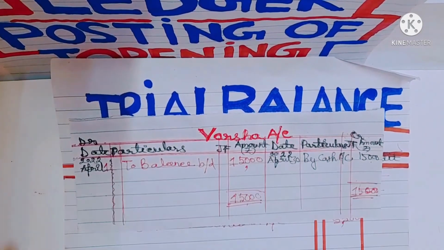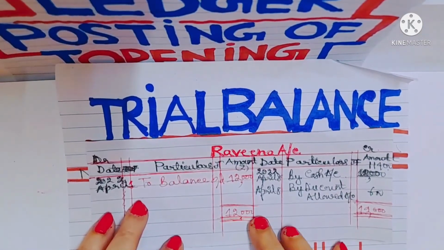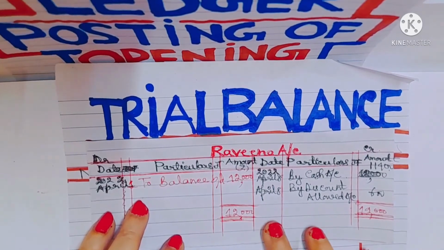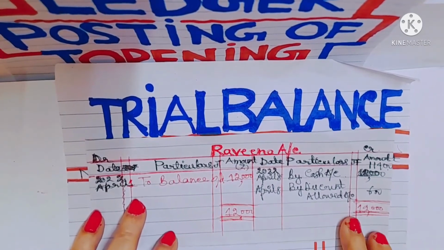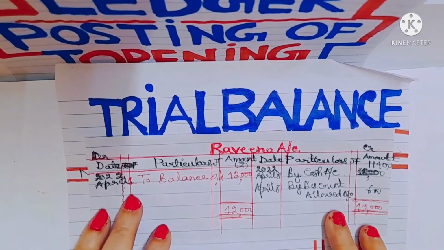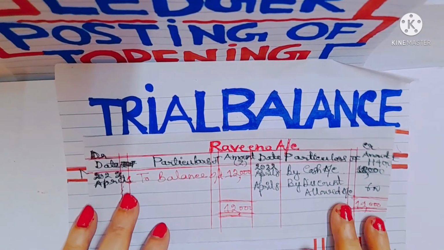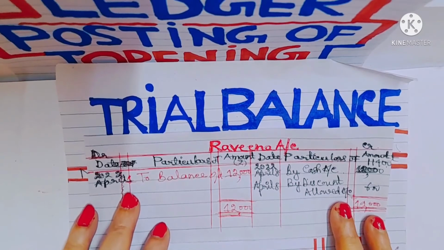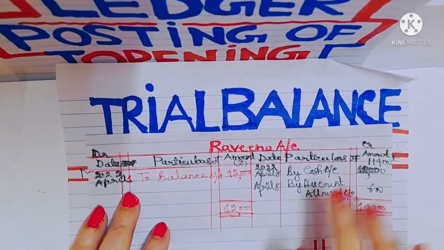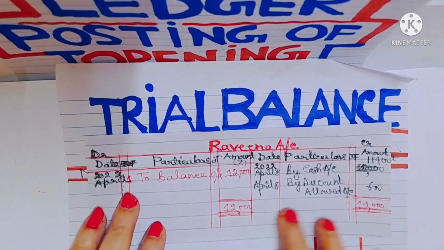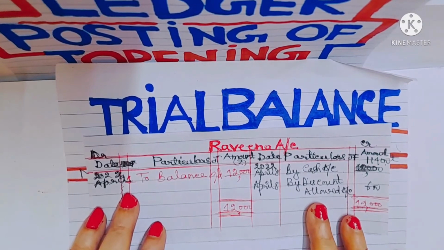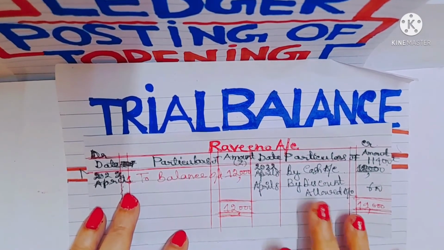Ravina account. See, Ravina account shows no balance also. So, Ravina account will not appear in the trial balance. Understood? Ravina account will not appear in the trial balance because Ravina's debit total is equal to credit total and Ravina account shows no balance. So, let's see the next account.